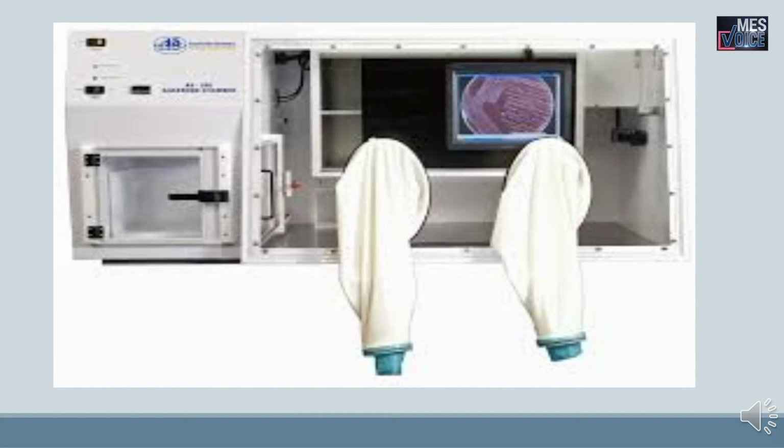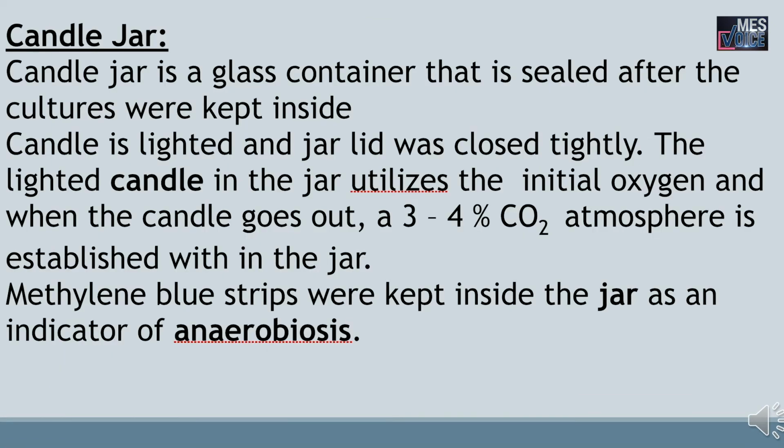So this is the figure of the glove box. You can see the glove ports, through which a person can put his hands in, and you can inoculate the plates. You can see an anaerobic chamber nearby the glove ports. After inoculating the plates, they can be immediately sent to the anaerobic chamber, where they can be incubated under anaerobic conditions.